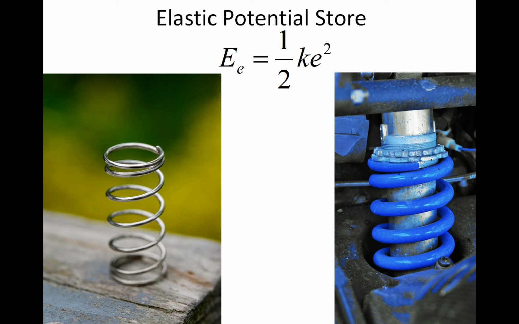So in this case, we have that k2, the one on the right, is greater than k1, the one on the left, which means the energy in the elastic potential store of the second spring will be greater than the energy in the elastic potential store of the first spring. This is simply because the one on the right is stiffer than the one on the left.